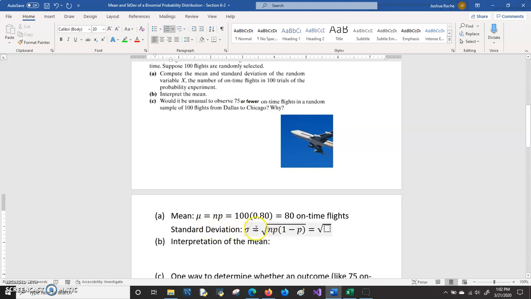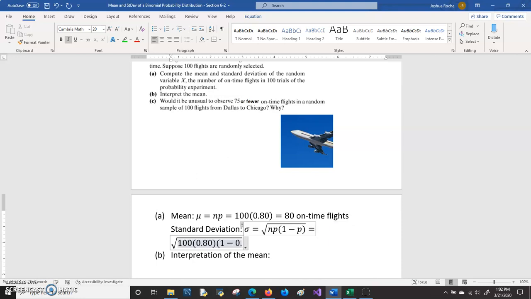The standard deviation is this formula. We're just plugging in n and p, so that's going to be 100 times 0.80 times 1 minus 0.80. And when you plug that all in and work that out, it comes out to 4. So 4 on-time flights. So there's our mean, and there's our standard deviation.